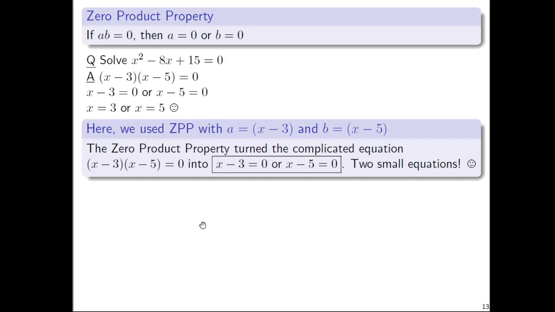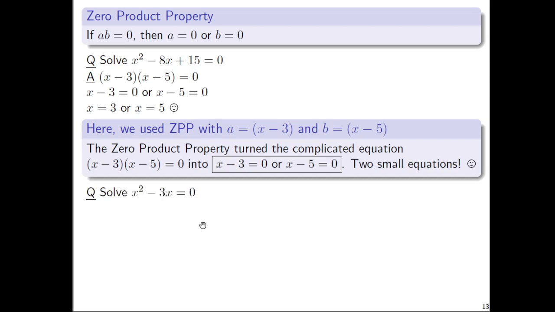So just to really point out how useful the zero product property is, it turned the more complicated equation, x minus 3 times x minus 5 equal to 0, into x minus 3 equals 0 or x minus 5 equals 0, into two smaller equations.